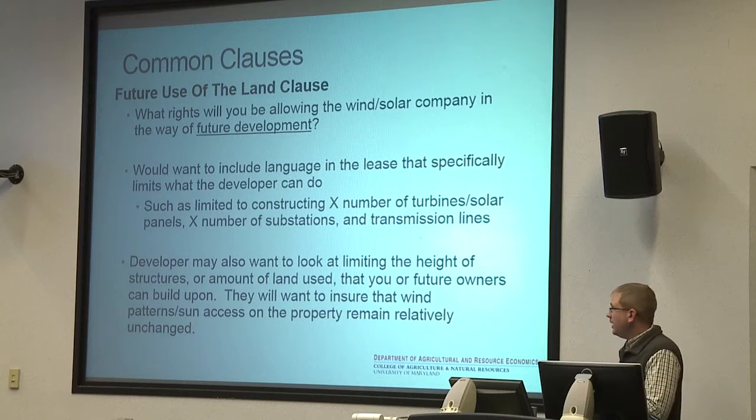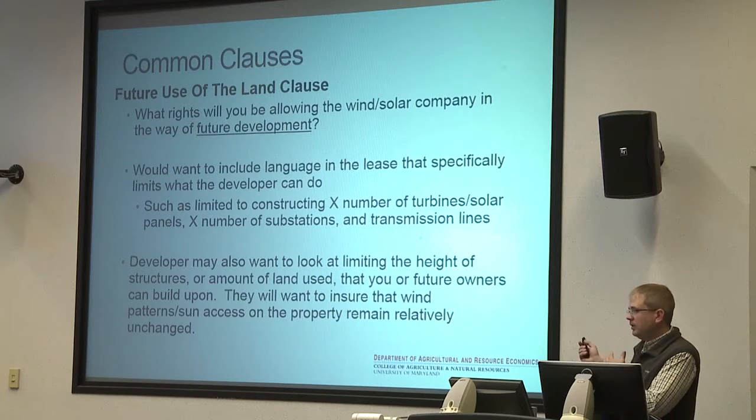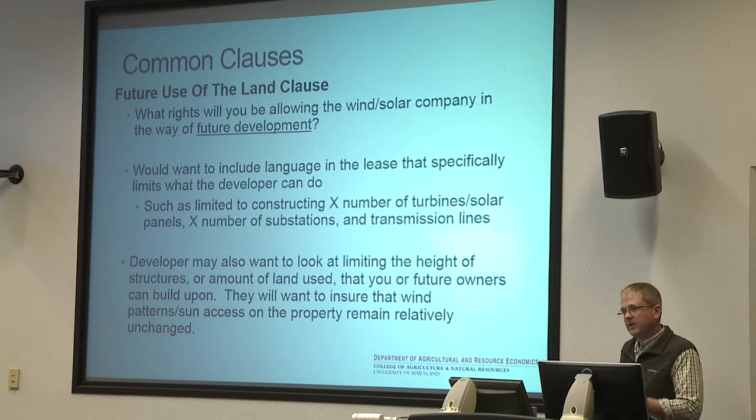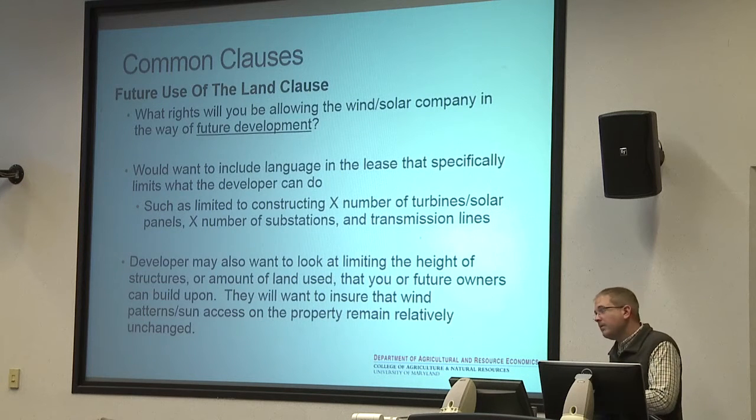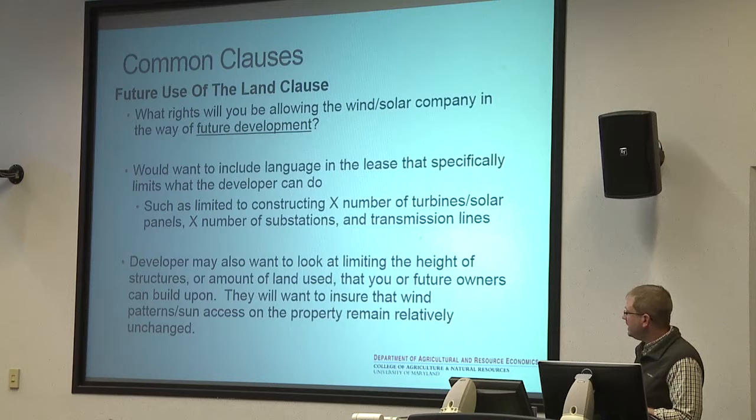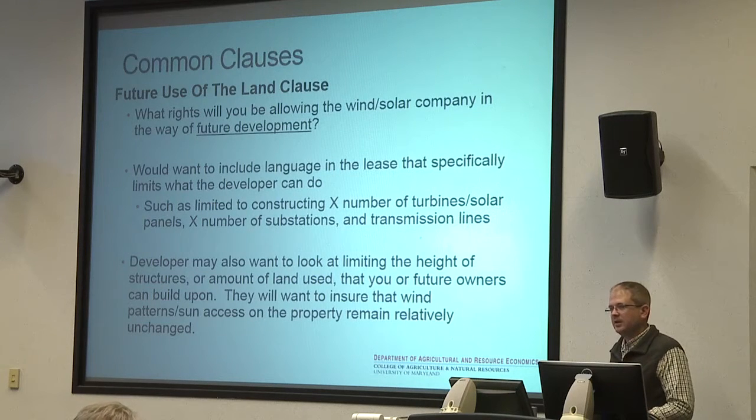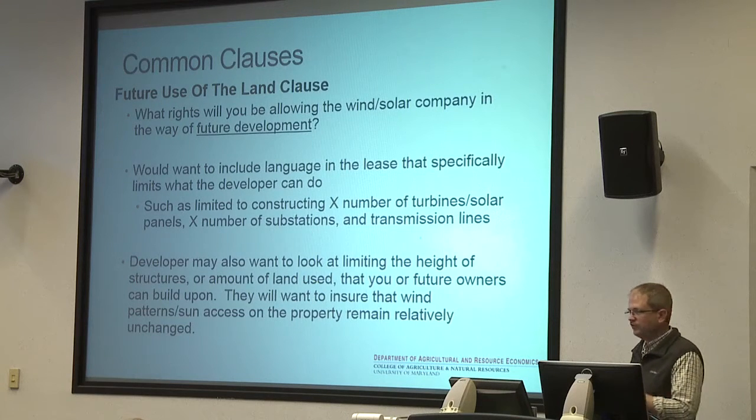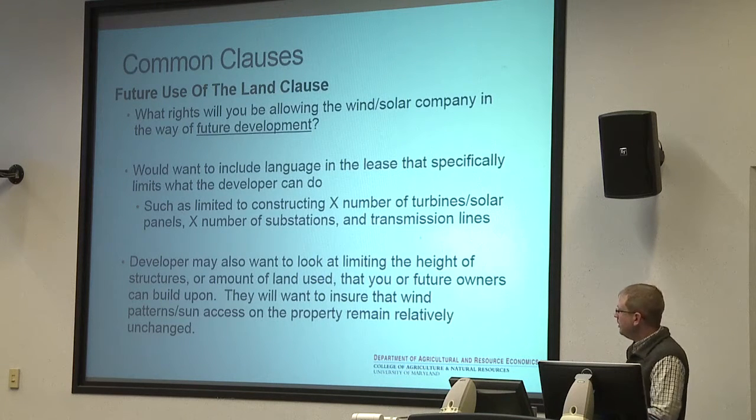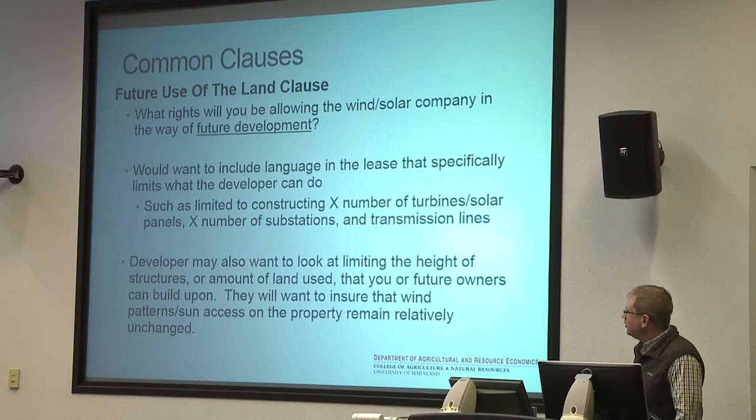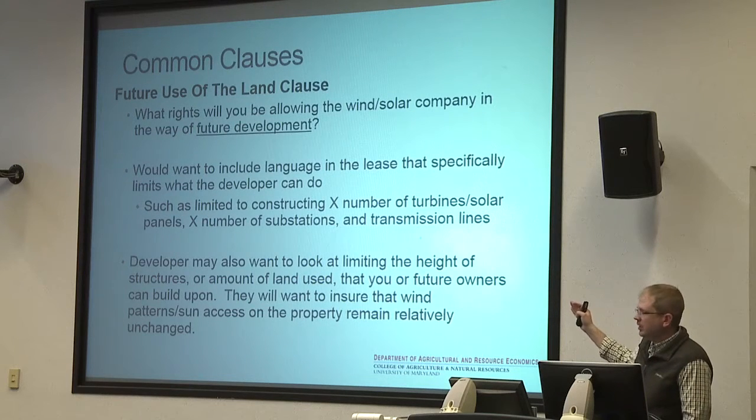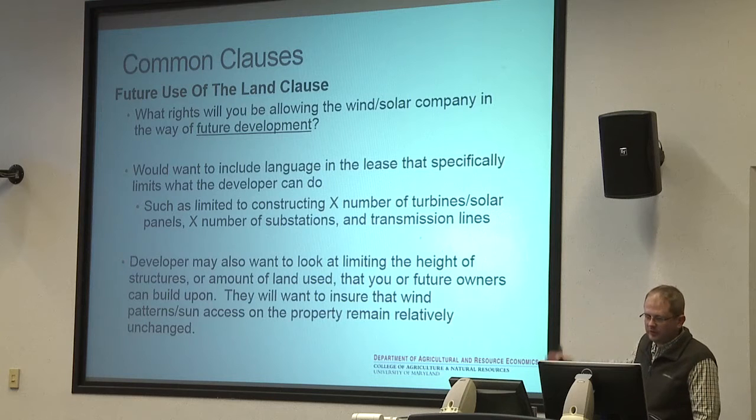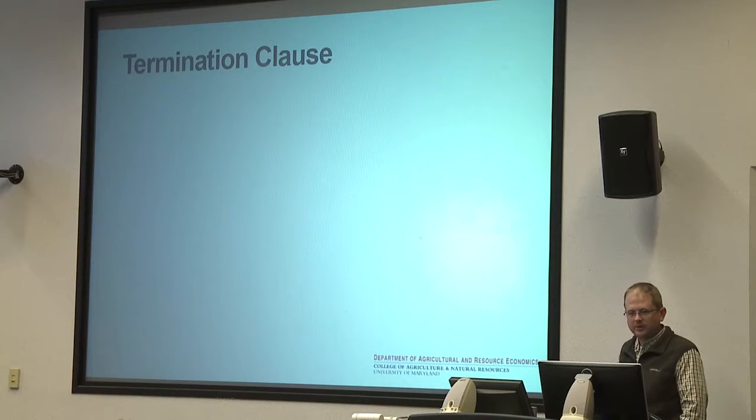But the developer may also want to include language that limits what you can do at the property. So they may want to limit structure heights. They want to limit how close structures can be to these things. If their goal is to collect the sun, they don't want shading all of a sudden. If they put the panels in, they're not going to want them to be in the shade all of a sudden. So we're going to want to ensure that they maintain some ability to access the sun. So we're going to have to start looking at what exactly are we limiting ourselves to. Can we still use the property for what we want to use?